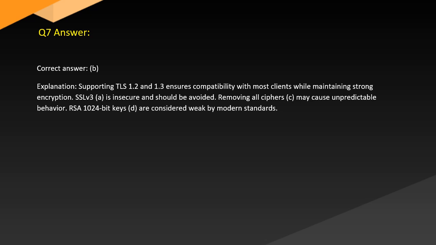Answer. Correct answer: B. Explanation. Supporting TLS 1.2 and 1.3 ensures compatibility with most clients while maintaining strong encryption. SSLv3 is insecure and should be avoided. A. Removing all ciphers, C. May cause unpredictable behavior. RSA 1024-bit keys, D. Are considered weak by modern standards.